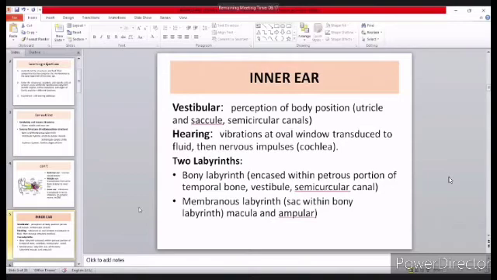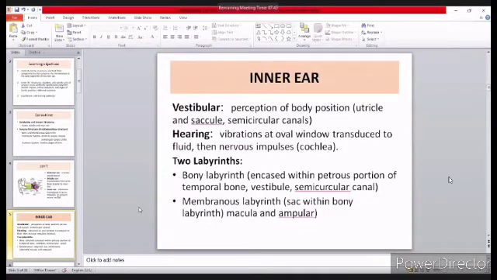So for our inner ear, remember, this is inside the temporal bone, okay? So we have the vestibular system, which is just a system with perception of body position. The structures that help us perceive are the utricle, the saccule, and the semicircular canals. You have three semicircular canals: the anterior, the posterior, as well as the lateral. These structures are also responsible for equilibrium, balance, okay?